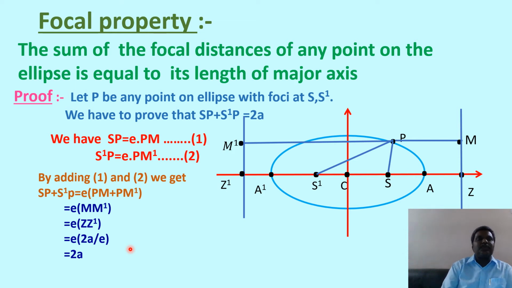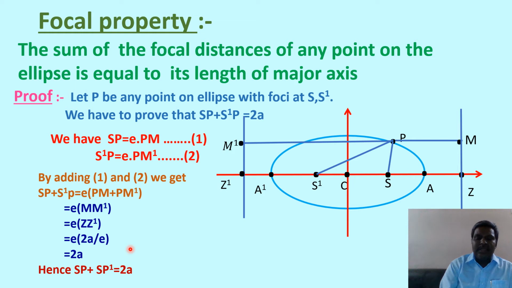Hence proved. The sum of the focal distances of any point on the ellipse is always constant, and the constant value is equal to the length of its major axis. What is the major axis of the ellipse x square by a square plus y square by b square equal to 1? It is 2a. Therefore SP plus S dash P is equal to 2a. P is any point you take at any place on the ellipse. SP plus S dash P is always constant, equal to the length of the major axis.